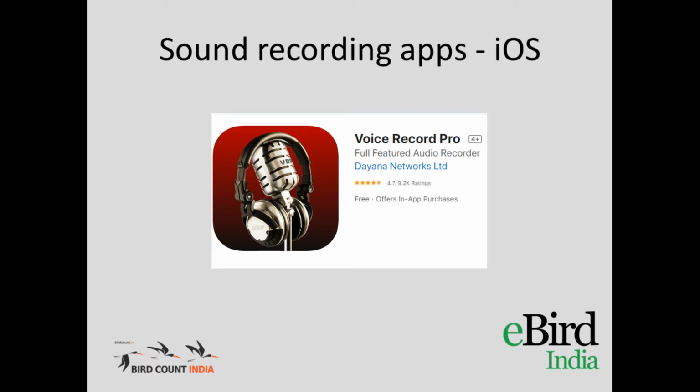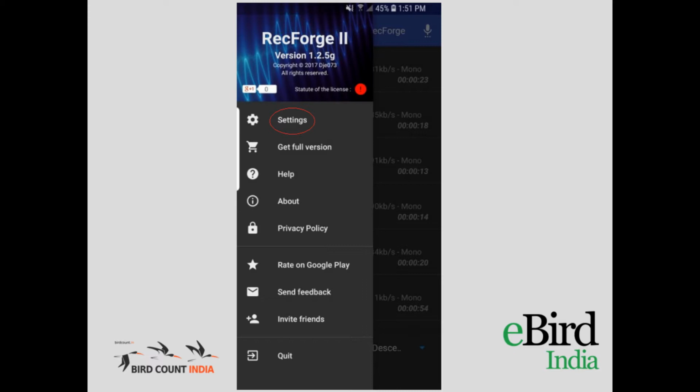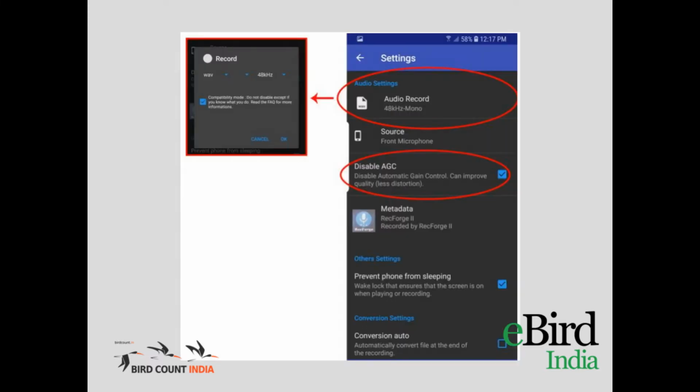Do these settings for best quality recording before you start. For RecForge 2, go to Settings, Audio Record. Set the format to WAV and frequency to 48 kHz. Select the channels as mono. Disable AGC.